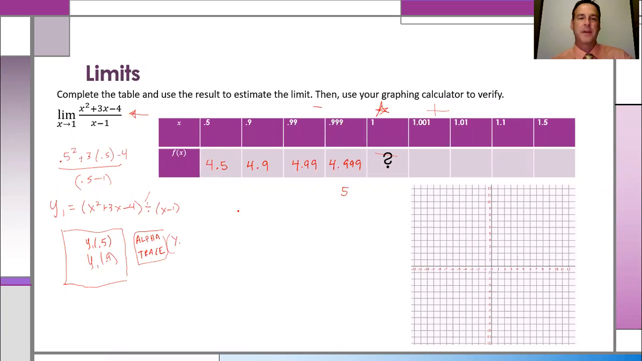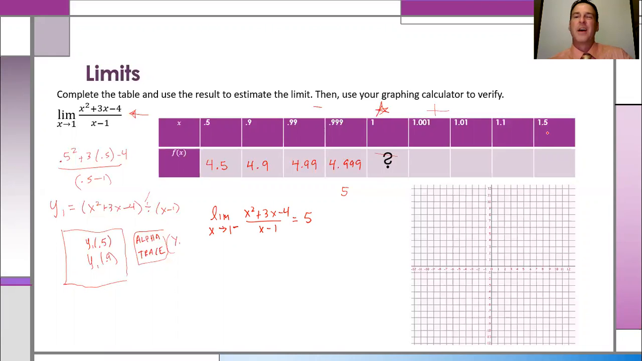And so here's what I'm gonna say. I'm gonna say the limit as x approaches 1 from the negative side, okay, from the left side basically, of x squared plus 3x minus 4 all over x minus 1 is equal to 5. Okay. And now that I have that, I'm now going to do that with the other side.